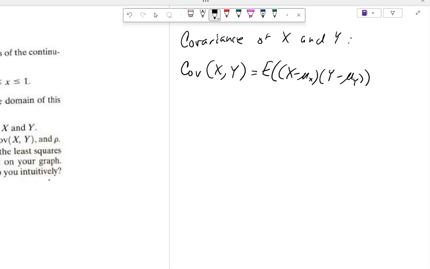So let's see if we can rewrite this using our properties of expectation and see if we get a similar looking formula. So distributing everything, we'll get the product of x and y. We'll get the mean of y times the x. We'll get the mean of x times the y, and then the sum of the product of the means.